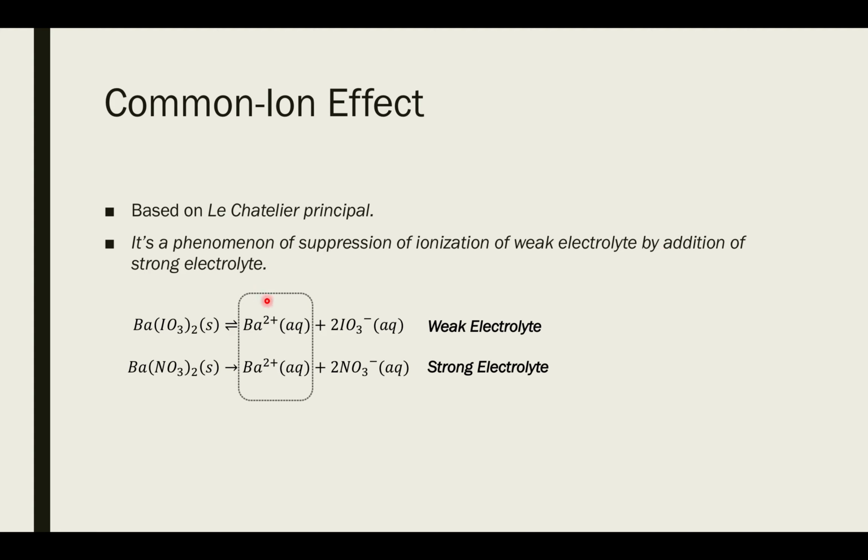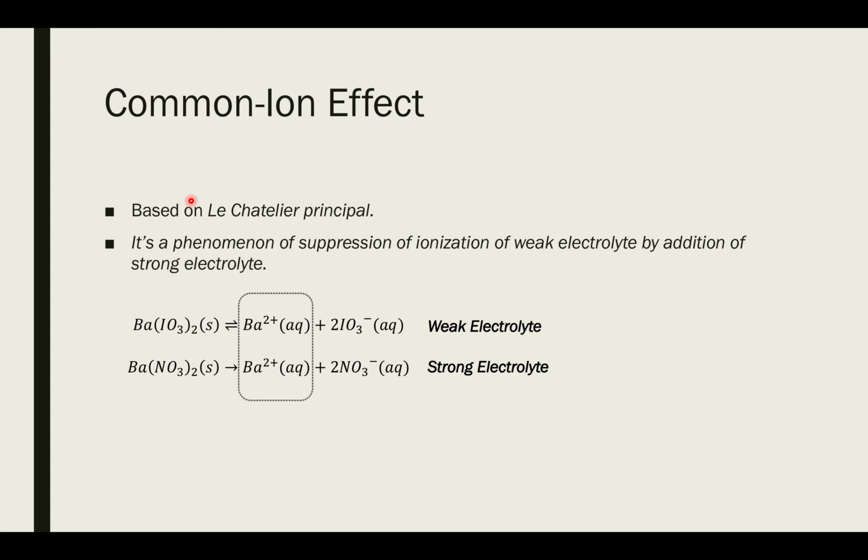However, this common ion effect can also have a reverse effect. Suppose you add some electrolyte which will somehow consume the ions in the equilibrium, then the reaction will shift in the forward direction. That means it will help this equilibrium go into more of the ions. So both ways this is possible, and this is on the basis of Le Chatelier's principle, which you are pretty aware of.